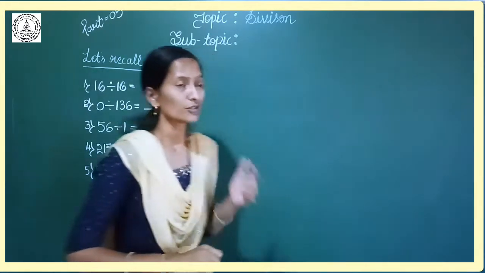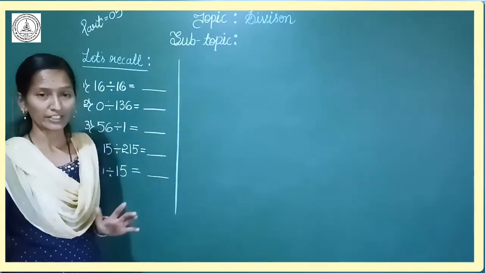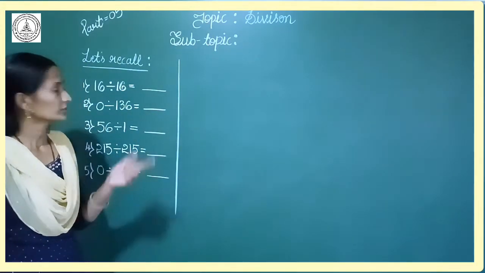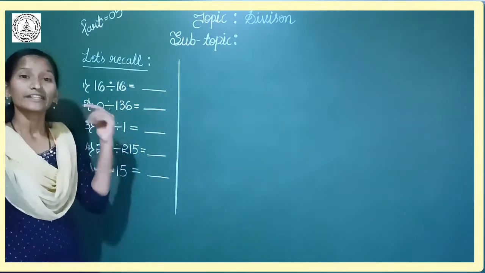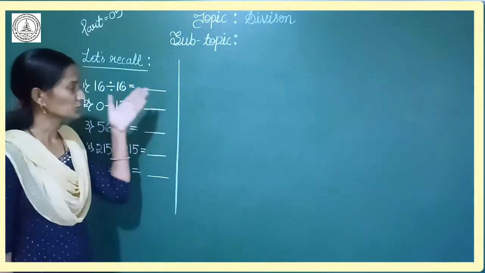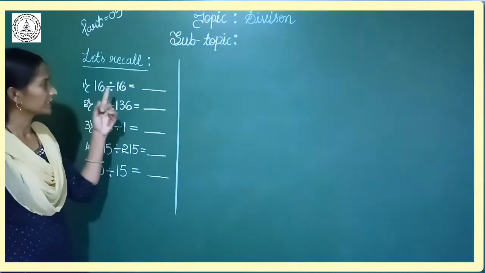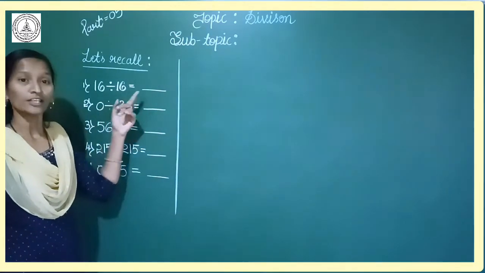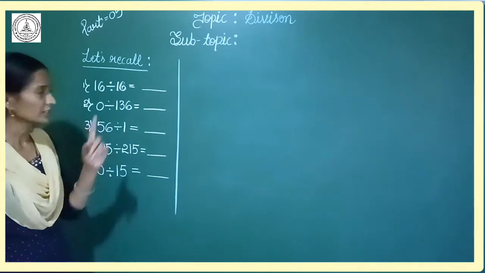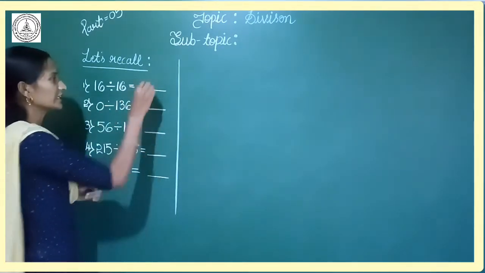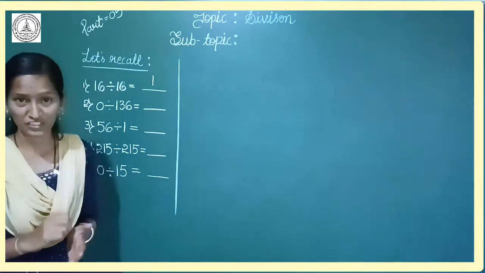The first one is 16 divided by 16. You already know the first 16 is the dividend and the second 16 is the divisor. Now you have to find the quotient. Any number divided by the same number, the quotient is 1 itself. So 16 divided by 16 is 1. This is the second property of division.